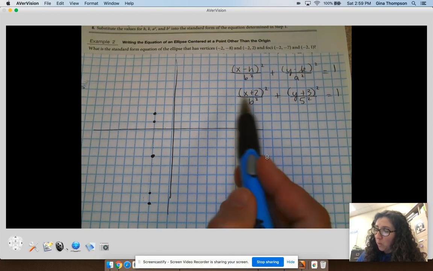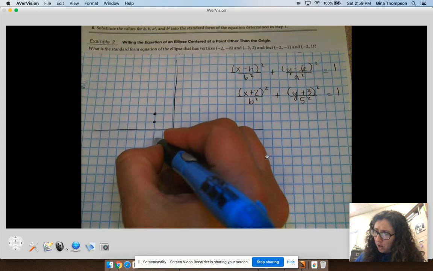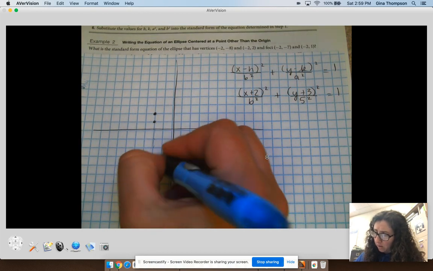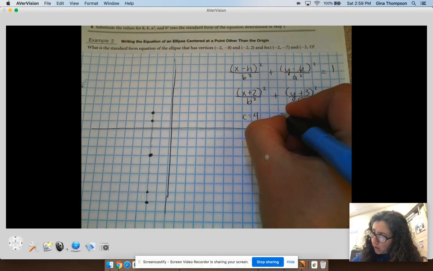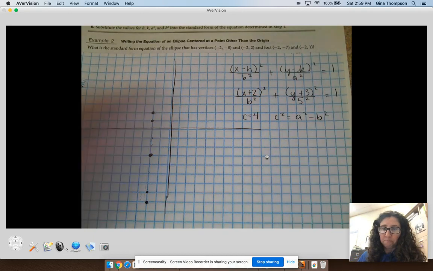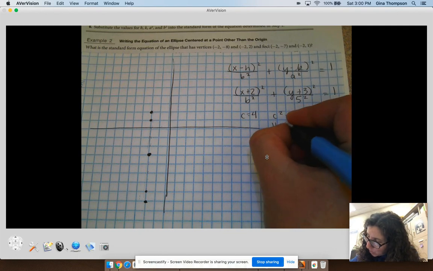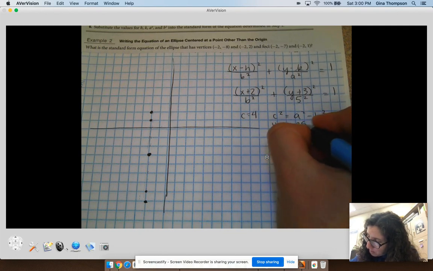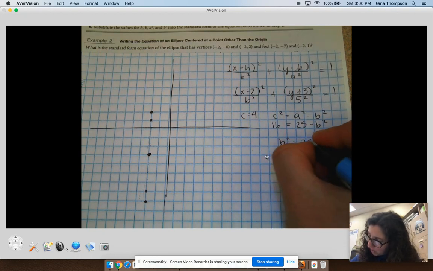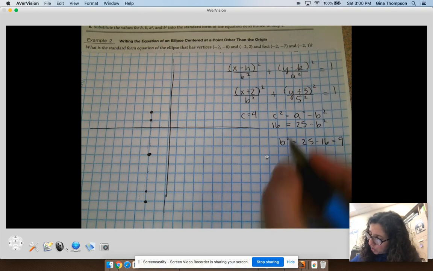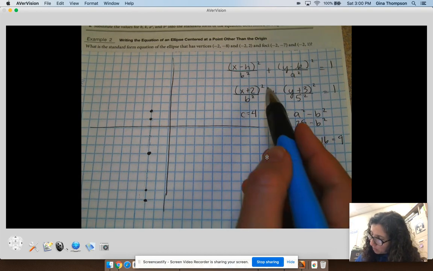Okay, so we know a squared. We want to find b squared. Do we know what c is? C is the distance from the center to the foci, and that distance is 4. So we know that c is 4, and we know that c squared equals a squared minus b squared. So 16 is going to equal 25 minus b squared. So we can solve that. B squared equals 25 minus 16, which is 9. So b is 3. Perfect. And that's what we wanted to know.